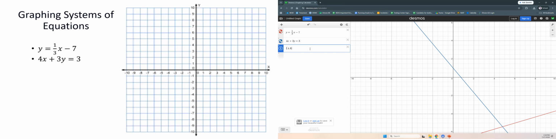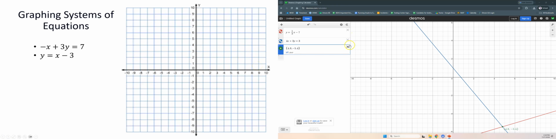So 4.8, negative 5.4, and there's the point right there. You can go ahead and just type that in. It'll give you the solution when you figure out where it crosses. And that would be the solution to my first problem right here. Okay, let's take a look at our second example.